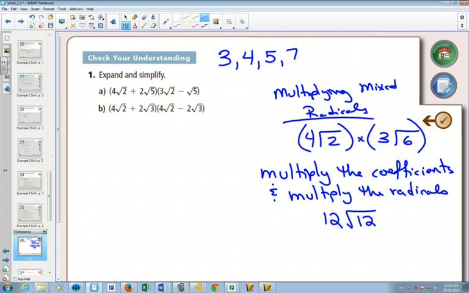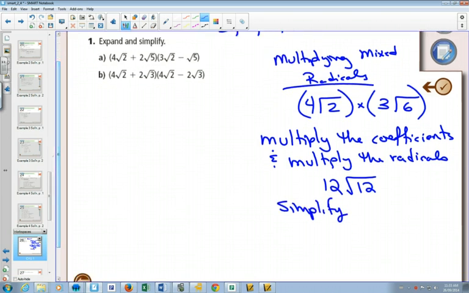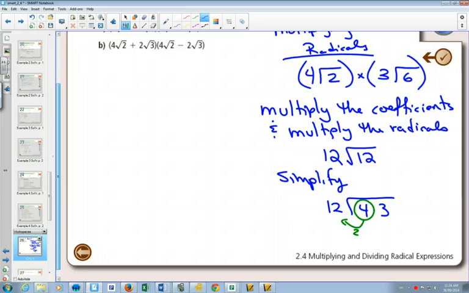Then, after you've multiplied the coefficients and multiplied the radicals, you're going to have to simplify if possible. And so looking at this one, can we break up 12 with one of the numbers being a perfect square? Yes, it's 4 times 3. 12 is 4 times 3. Now, the square root of 4 is 2, so when I bring it out, I'm going to bring out a 2. It's going to hit that 12, and that's going to give me 24, and I still am left with a root 3 inside. So this is the basics for multiplying mixed radicals.